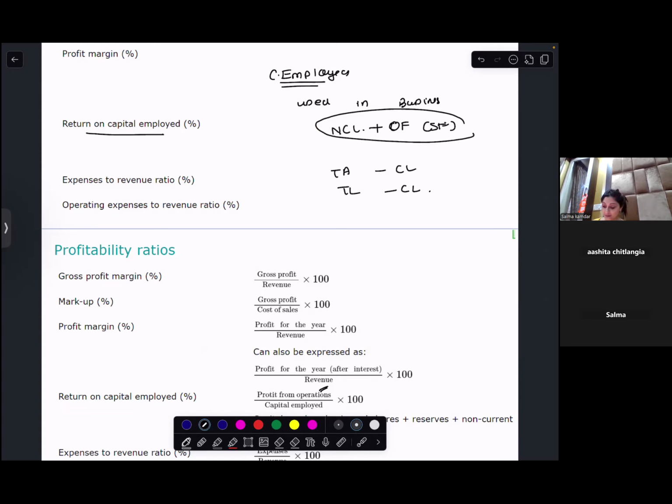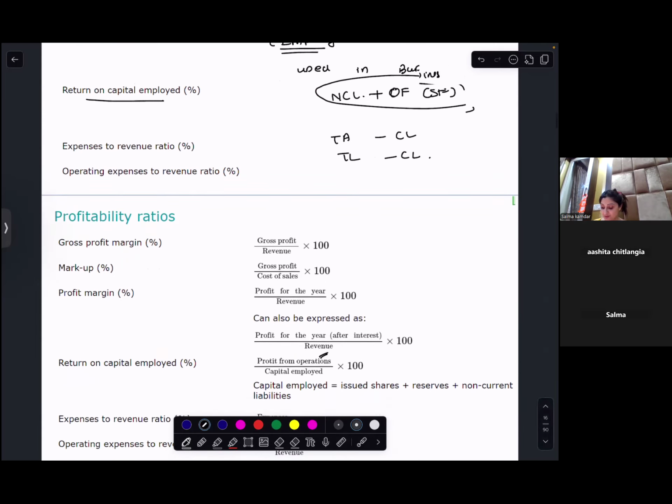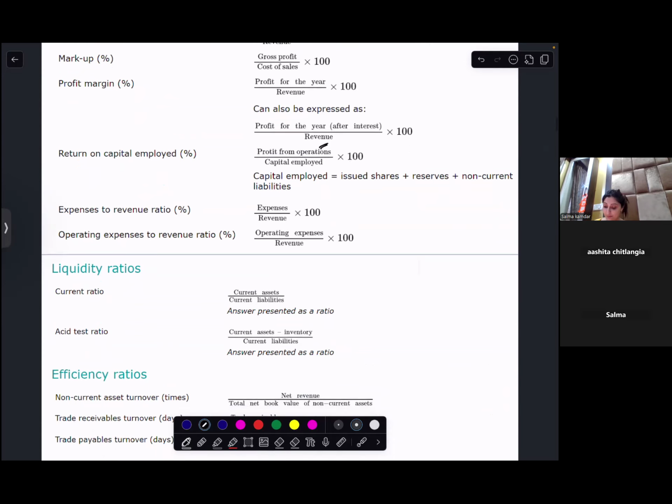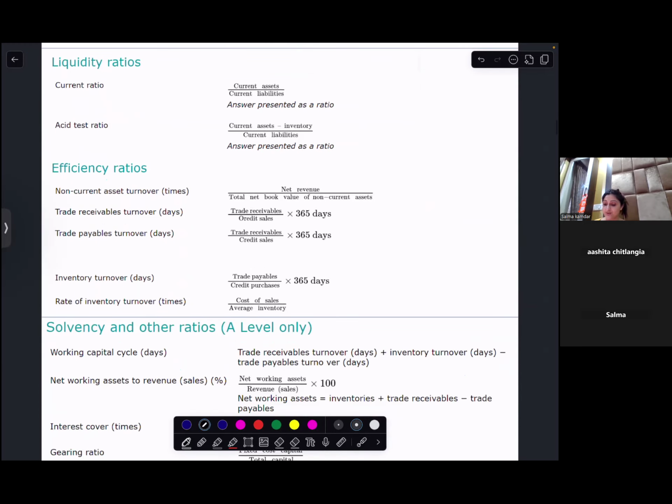What is your expense to revenue ratio? Expense to revenue ratio is expenses upon revenue into 100. And operating expense to revenue? Operating expense upon revenue into 100. Okay, very well. What are your liquidity ratios?